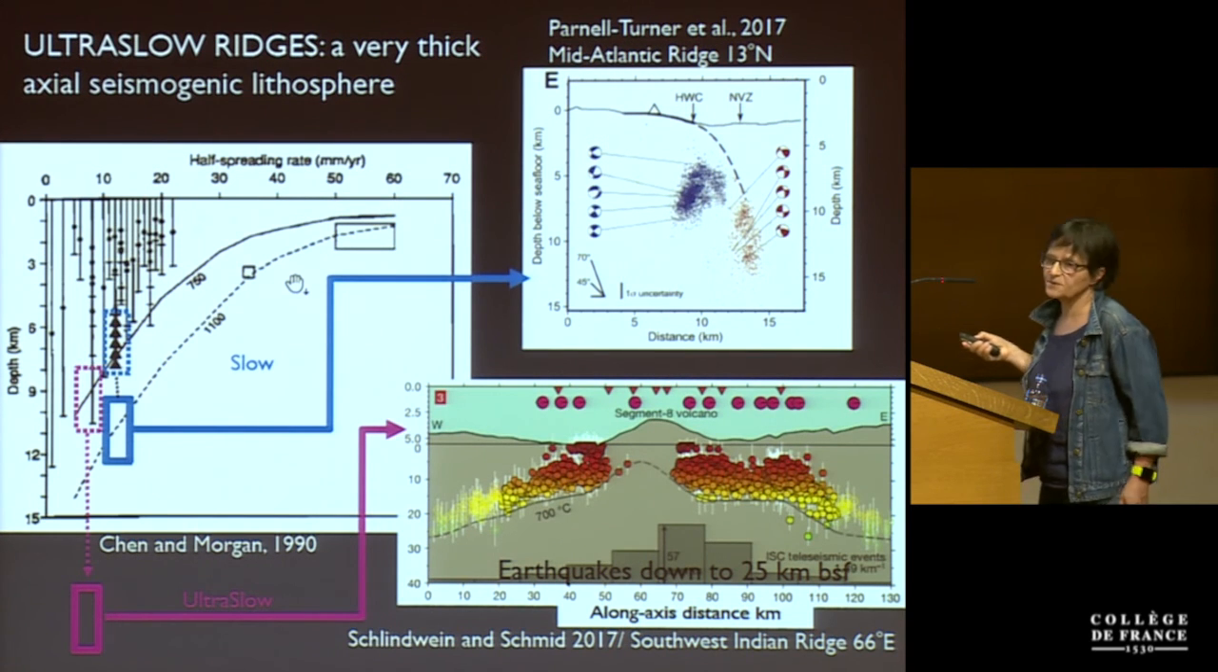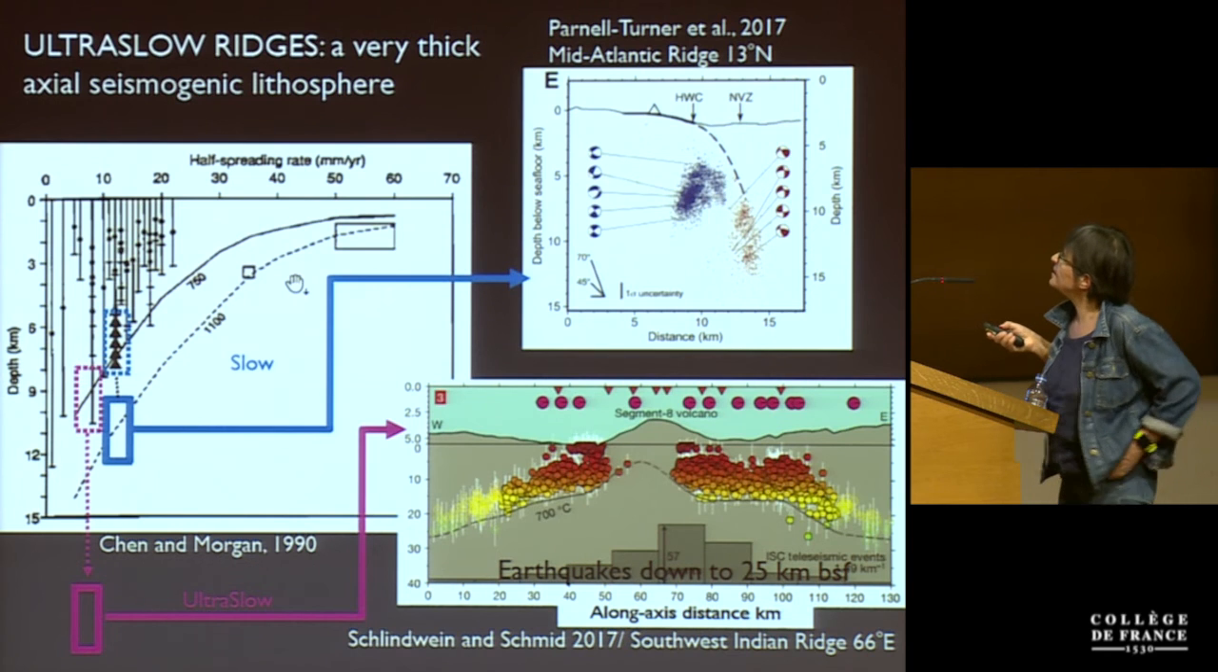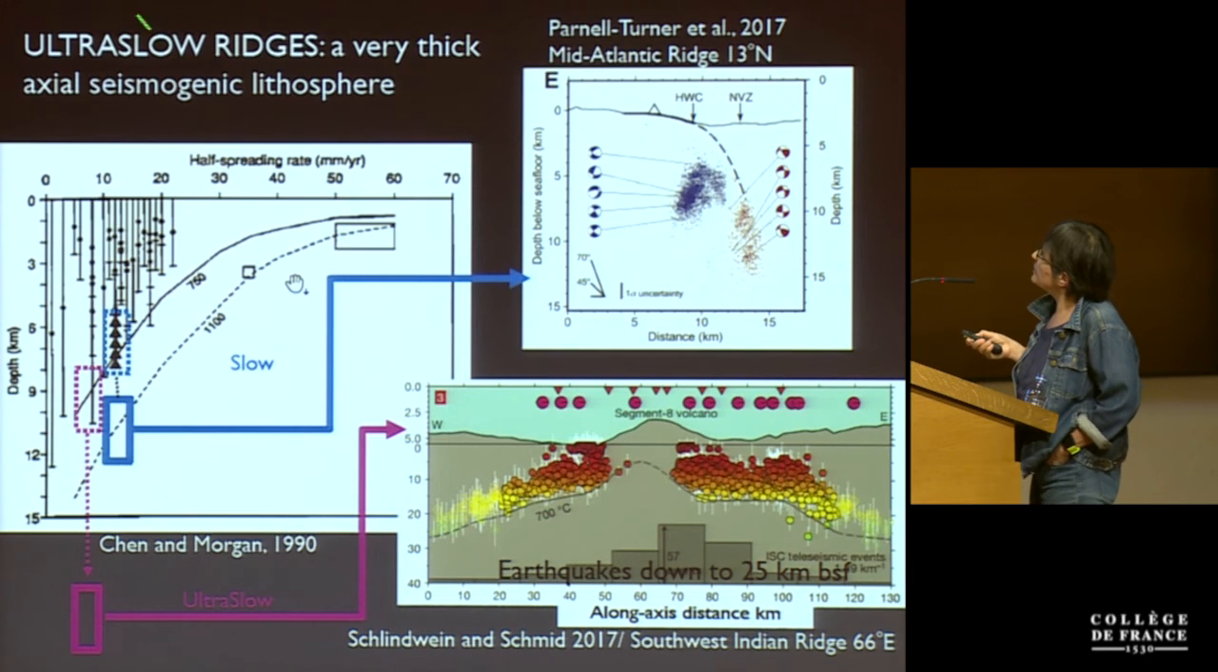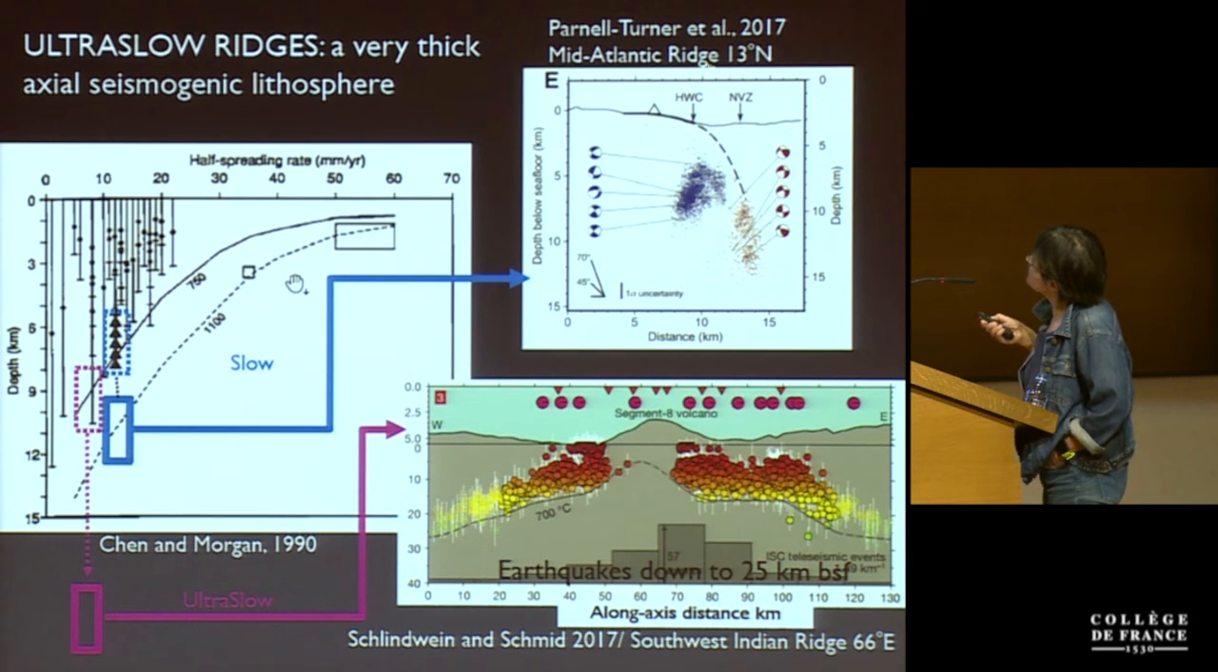So I'm going back to tectonics now for the end of the talk. Going back to ultra-slow spreading ridges. And here you have the Mid-Atlantic Ridge passive seismic experiment results that I showed before, and we'd seen that compared to the early 90s thermal model, the lithosphere was a bit thicker than predicted by this model.